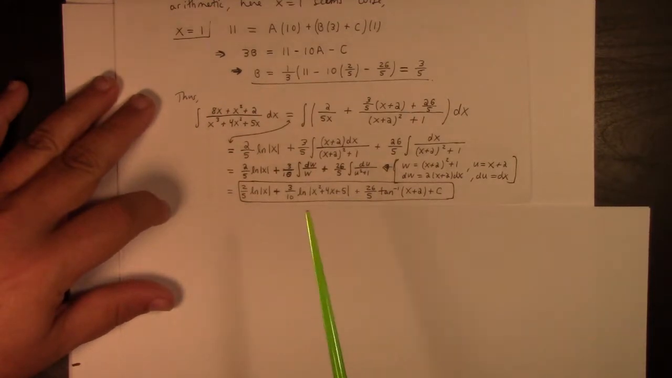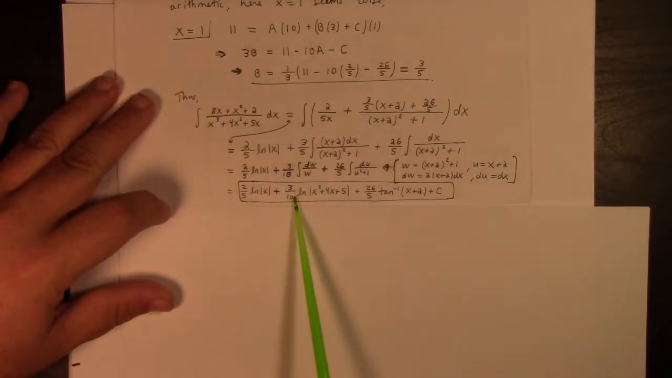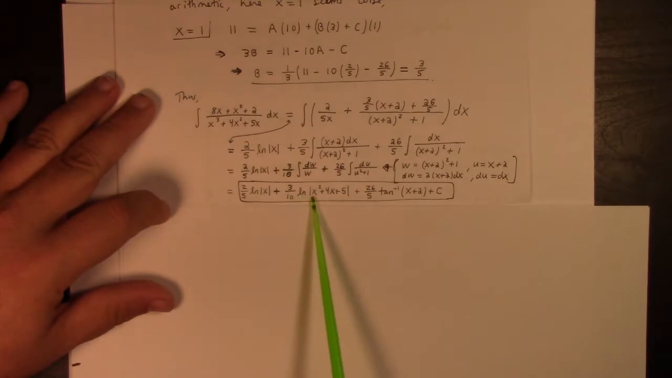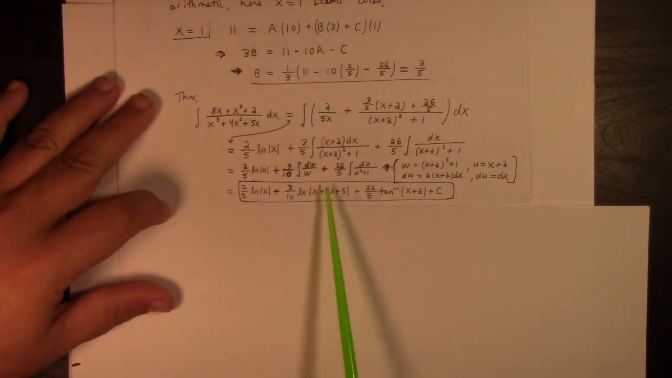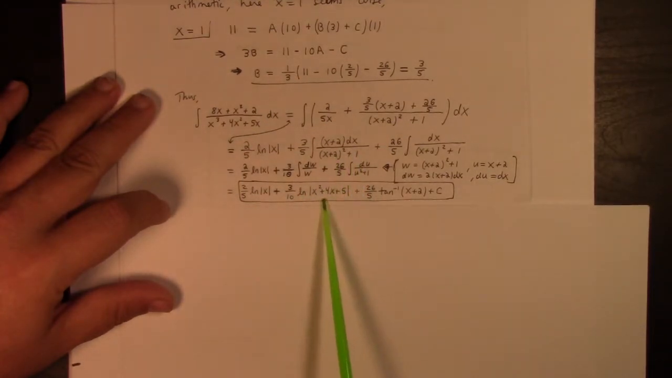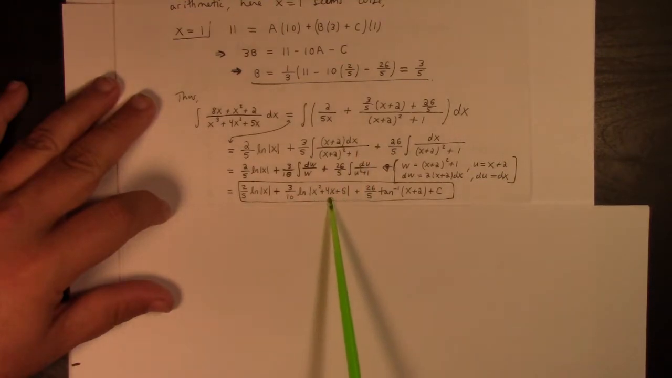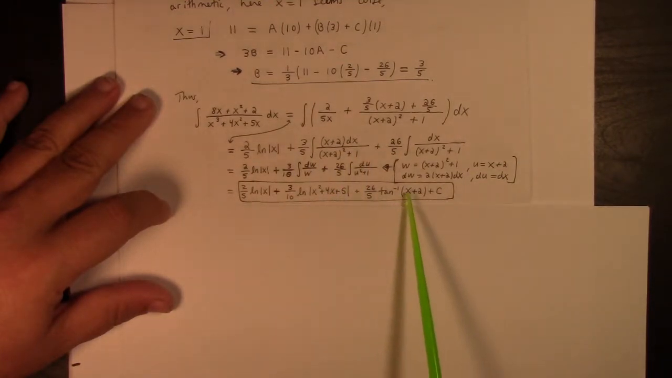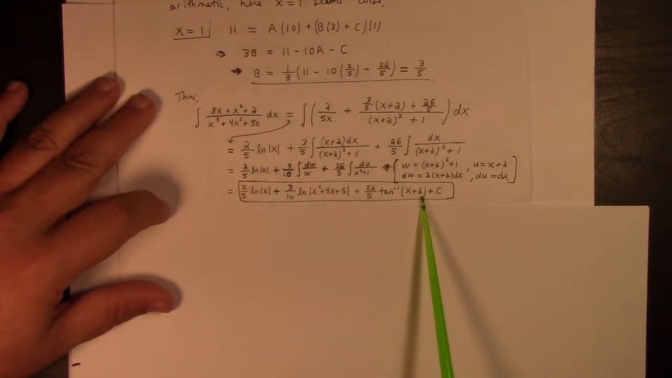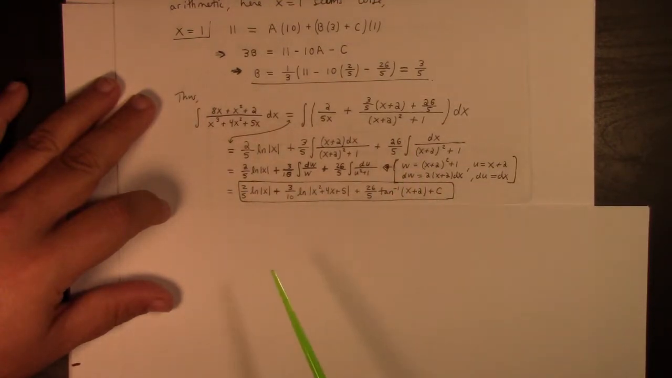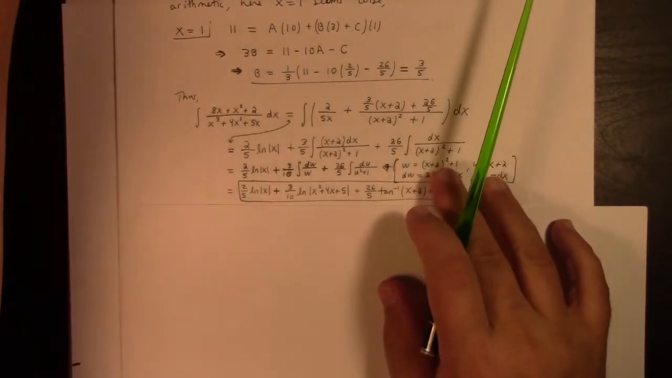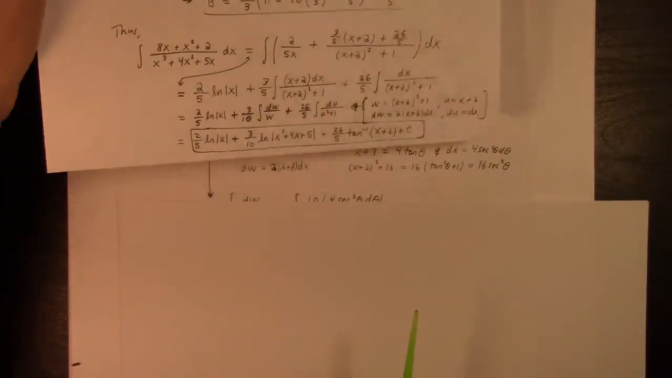And there you go. So the answer, 2/5 natural log of the absolute value of x, 3/10 the natural log of the absolute value of w, which for me was x plus 2 squared plus 1, which remember, uncompleting the square gives us back x squared plus 4x plus 5. And finally, this guy ends up giving us 26/5 inverse tangent of x plus 2 plus a constant. And that's how it goes. Let's look at another example.